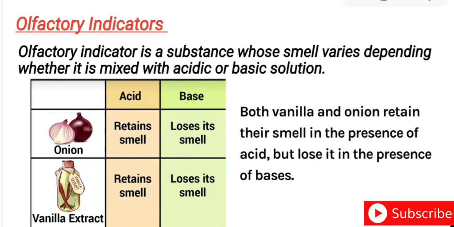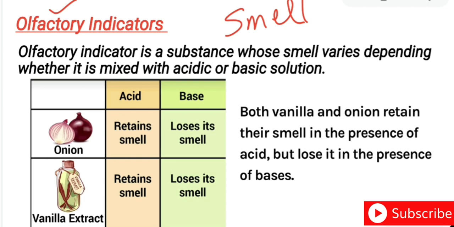Now let us discuss the olfactory indicator. An olfactory indicator is a substance whose smell varies depending on whether it is mixed with an acidic or basic solution. Children, you know the word olfactory is associated with smell. Olfactory nerve is the nerve which is associated with smell. So, an olfactory indicator is a substance whose smell varies depending on whether it is mixed with an acidic or basic solution.